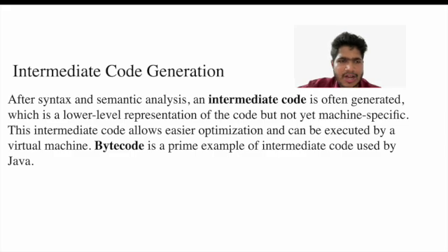Intermediate code generation. After syntax and semantic analysis, an intermediate code is often generated, which is a lower-level representation of the code, but not machine specific. This intermediate code allows easier optimization and can be executed by a virtual machine. Bytecode is a prime example of intermediate code used by Java.